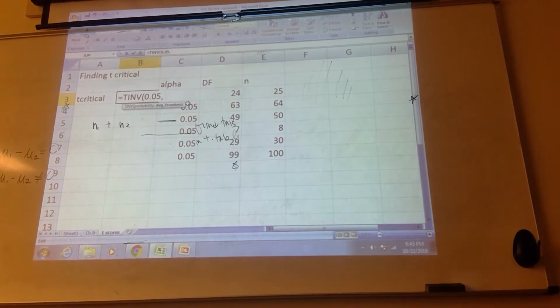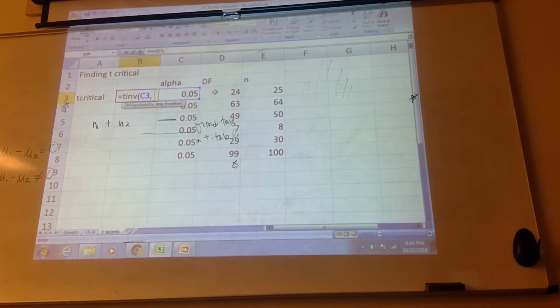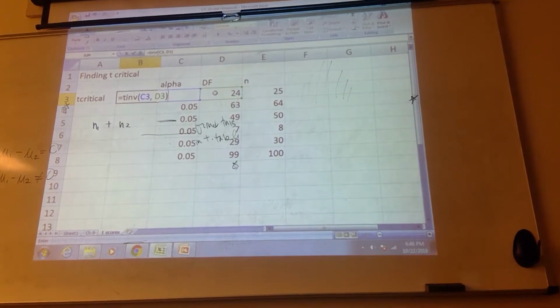Okay, let's try this again. Hold on. Erase this. It's equal to TINV, parentheses. I'm going to do the alpha now and the degrees of freedom. Hold on. TINV. Alpha, equals, click on that. Comma. That's what you need: a comma, and close the parentheses. So there's our T critical value.